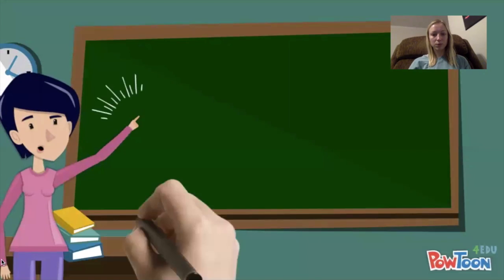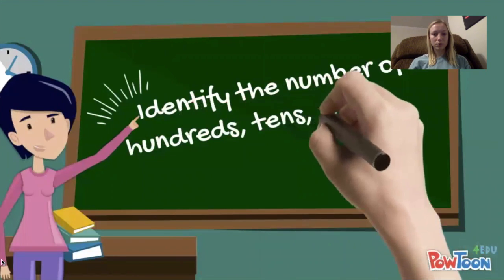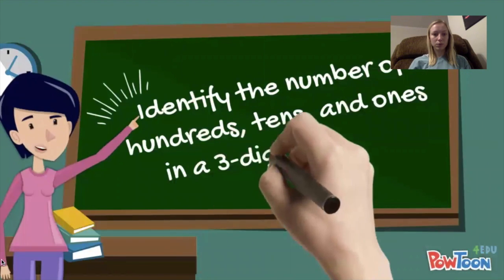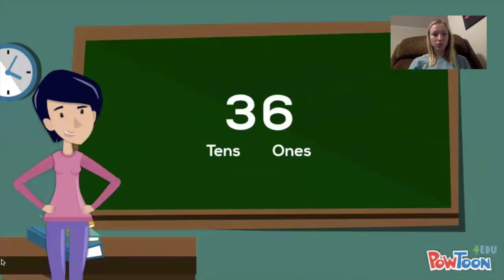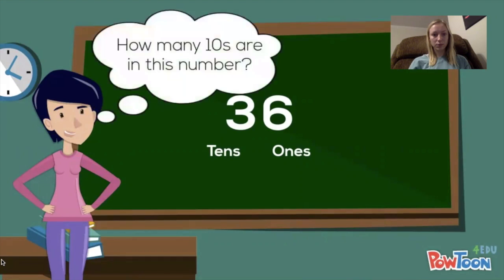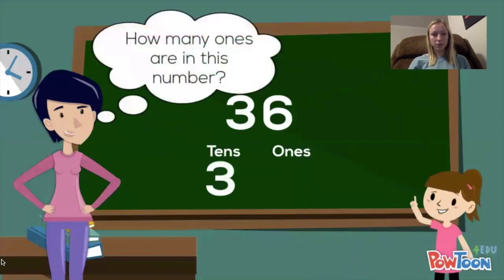Today, we will learn to identify the number of hundreds, tens, and ones that make up a 3-digit number. Let's review how we model 2-digit numbers using place value blocks. How many tens are in this number? 3. How many ones are in this number? 6.